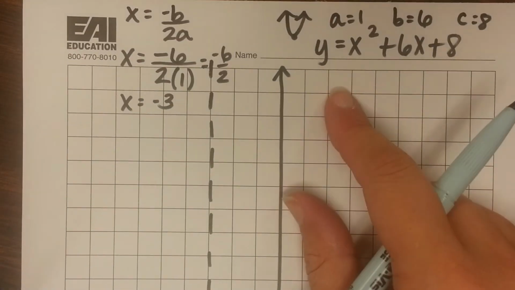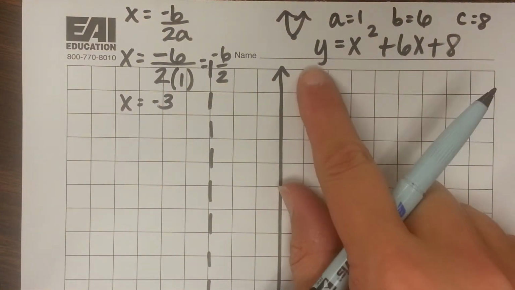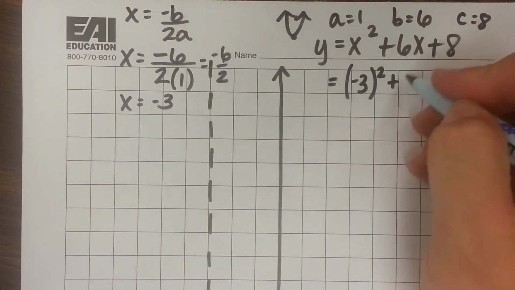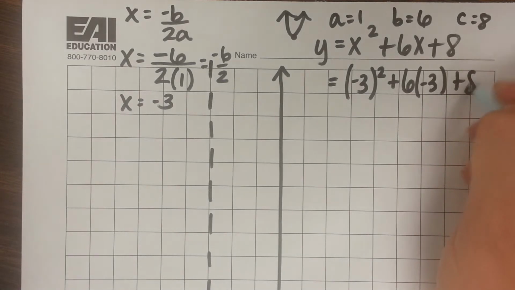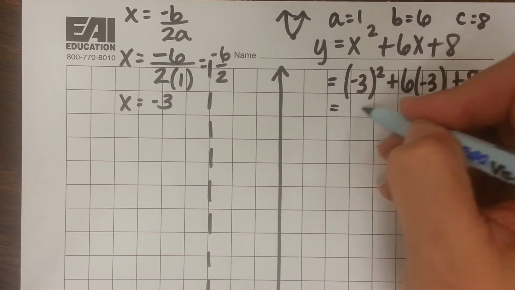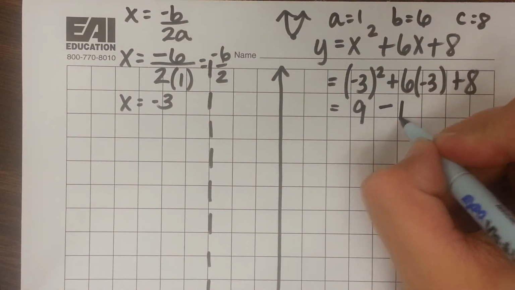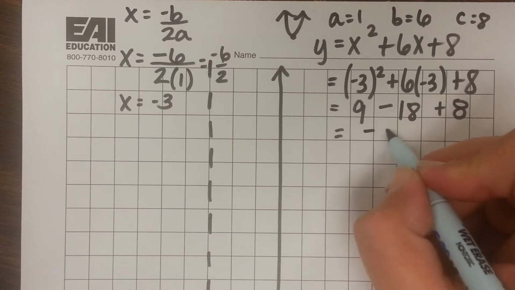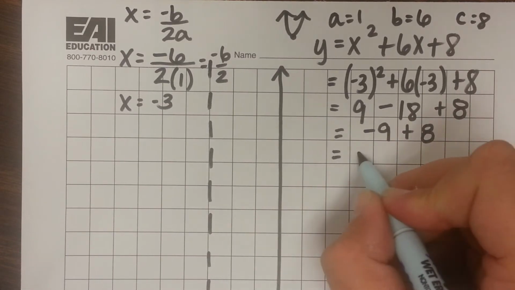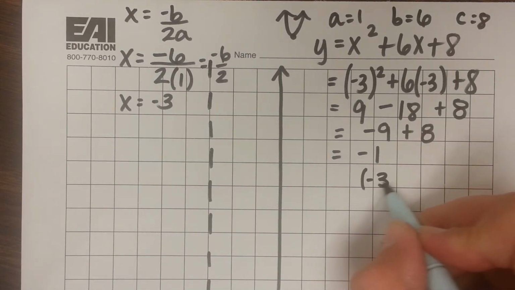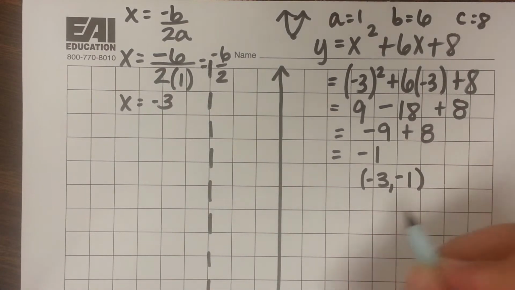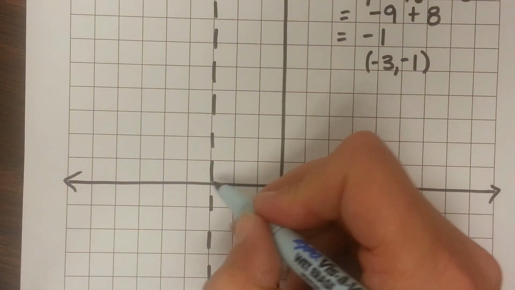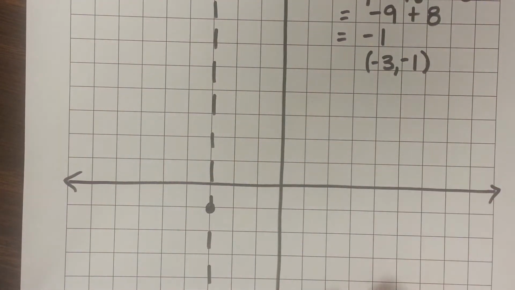And somewhere along this line is where our vertex shows up. So how could we find our vertex? Well, we're going to take that negative 3 and put it in place of x to see what we would get out for y. So negative 3 squared is 9, 6 times negative 3 is negative 18, plus 8. 9 minus 18 is negative 9, plus 8 gives us negative 1. So when we threw in a negative 3 for our domain, we got out a negative 1 for our range. So our vertex point is at negative 3, negative 1. We go over to negative 3, down to negative 1, and put our vertex point.